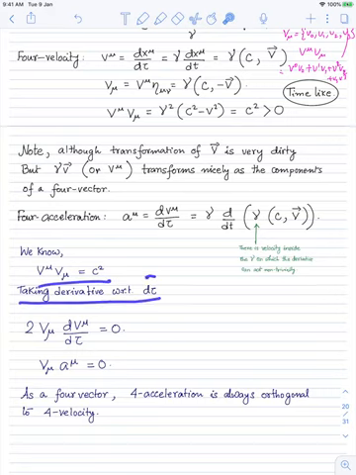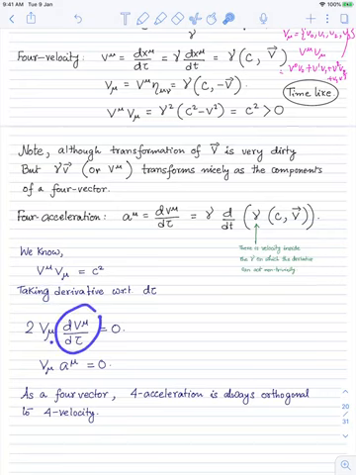Now you can take a derivative with respect to proper time, d tau. If you take a derivative, this is going to give me 2 times V mu, this is the 4 acceleration. And on this side, the derivative with respect to proper time is going to give me 0, because the speed of light is just a constant. So that's 0. If that's 0, then I would conclude that the inner product between 4 velocity and 4 acceleration is equal to 0.